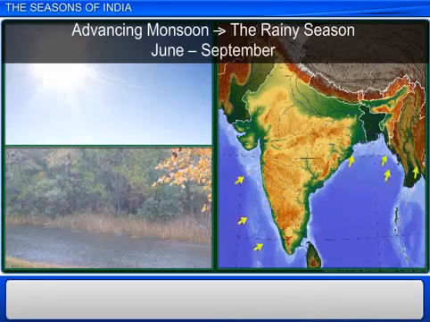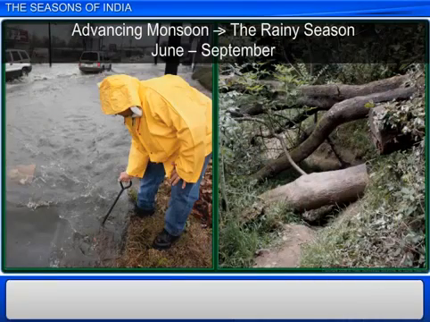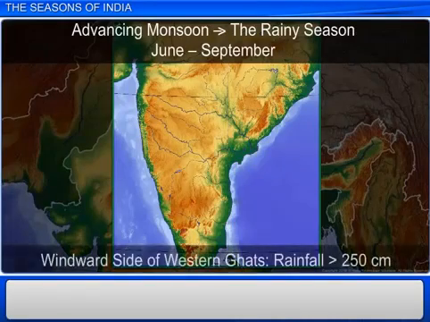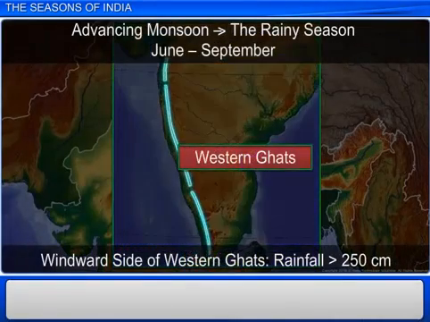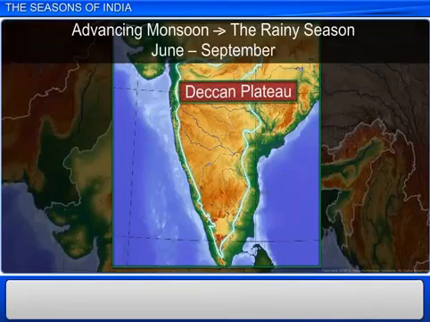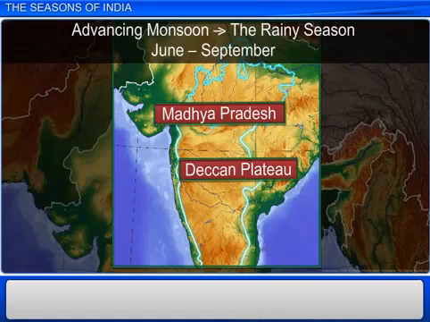Let us see the effect of these winds on different parts of India. The windward side of the Western Ghats receives very heavy rainfall that can measure more than 250 centimeters. The Deccan Plateau and parts of Madhya Pradesh lie in the rain shadow area. However, they do receive some amount of rain.